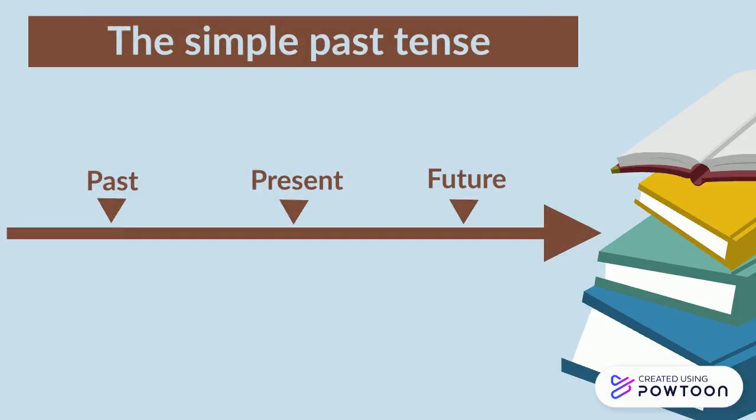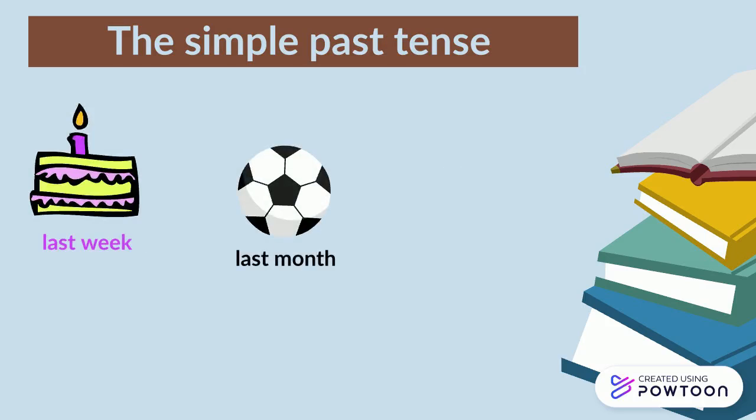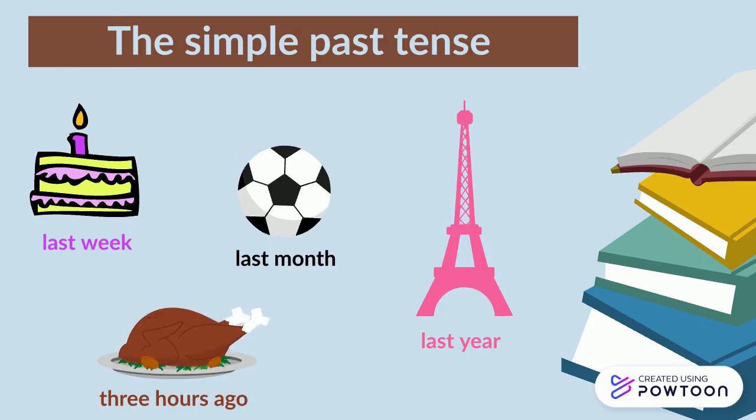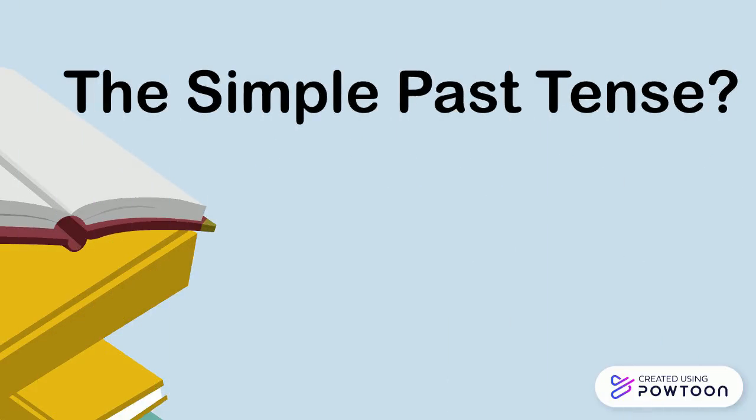The simple past tense is used to describe events that happened and finished in the past. For example, a birthday party last week, a football match last month, a trip to Paris last year, or it can also be a meal 3 hours ago. When you talk about these events, you have to use the simple past tense. But how can we write or say something with the simple past tense?